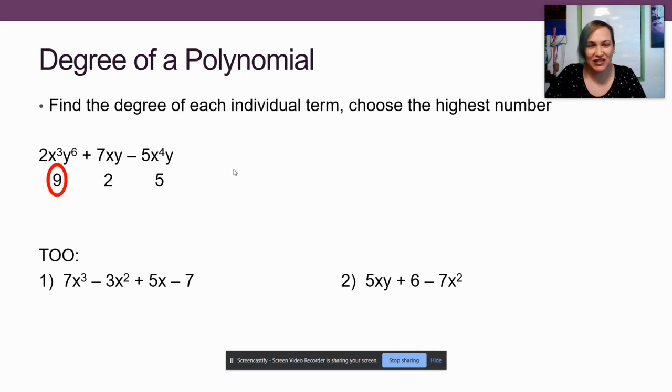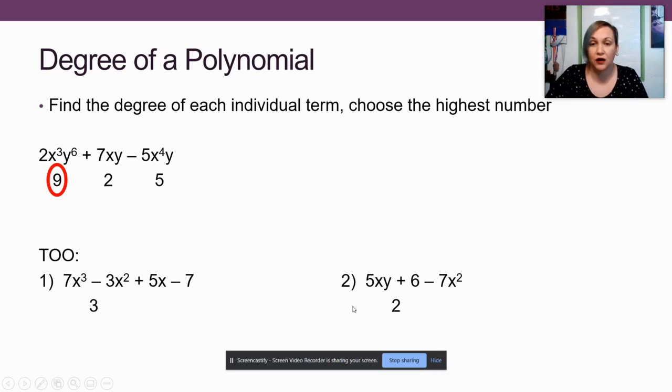All right, let's see how you did. For the first one, I got a degree of 3. The first one was relatively easy because there were not multiple variables in each term. So it just really took the highest exponent that I saw, which is the 7x to the third. So this is 3, 2, 1, 0. 3 is the biggest. Now number 2 is a little bit tricky.